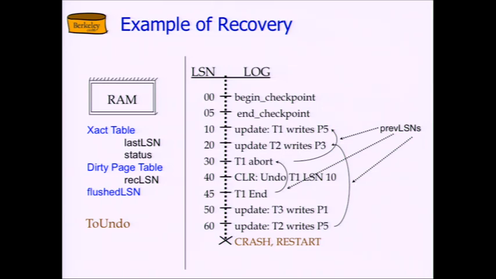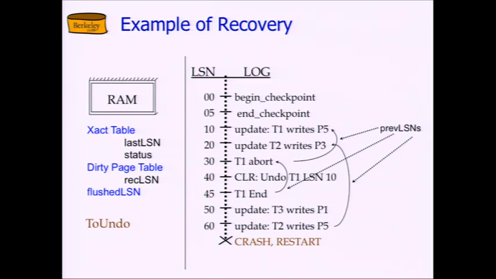We change in the transaction table. What do we change? Last LSN becomes 60. Excellent. Status is still running. In the dirty page table, it wrote P5. Do we change the dirty page table? No, right? Because that rec LSN only changes on the first change when it comes into memory.